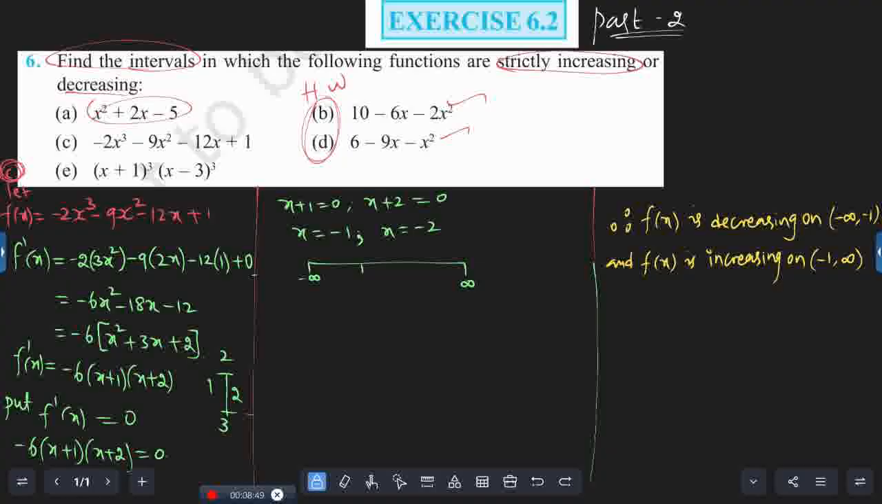Here, which is the small number, minus 2 or minus 1? Minus 2. So minus 2 on the left hand side. The small number must be on the left hand side, the greater number must be on the right hand side. Therefore the intervals are minus infinity to minus 2, minus 2 comma minus 1, and minus 1 to plus infinity. 3 intervals we have. Now let's go for making the tabular column.